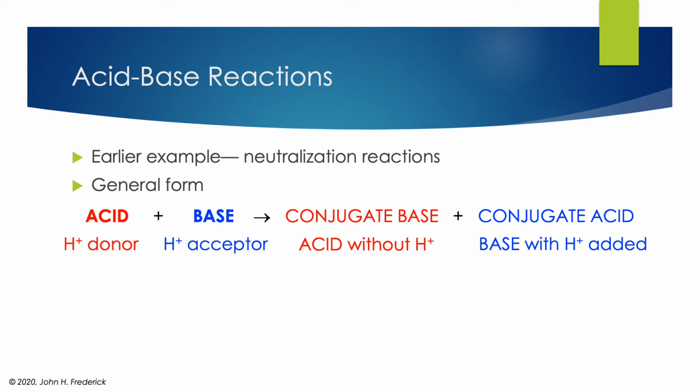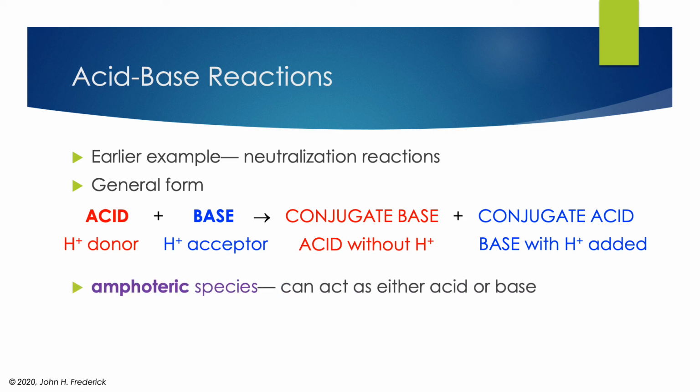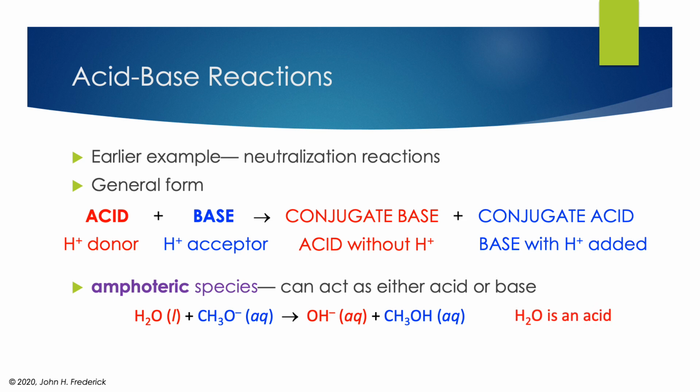Now, one other thing I need to mention, and that is that there are some species that can behave as both an acid and a base depending upon the situation. We call these amphoteric species, so they can be either an acid or a base. And the best example of this is actually something as simple as water. For example, here's a reaction where water and the methoxide ion react, and the water gives up a proton. It donates a proton to the methoxide ion to form methanol, and we end up with hydroxide and methanol. In this case, water is serving as an acid. It is donating its proton to the methoxide.